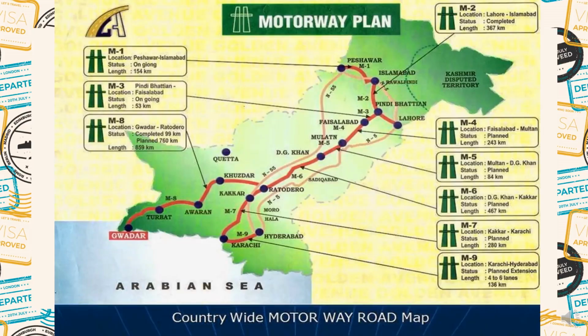Students, this is the map of Pakistan. In this map, as you can see, the motorway plan of Pakistan is shown. All the important and major motorway routes are shown in this map. There are 9 major motorway routes of Pakistan.